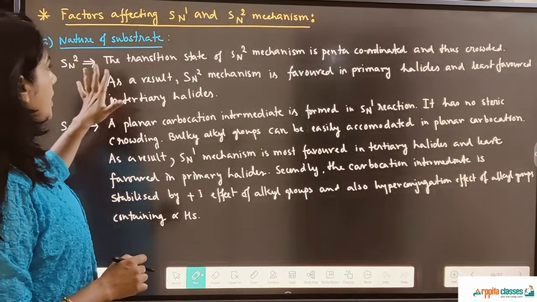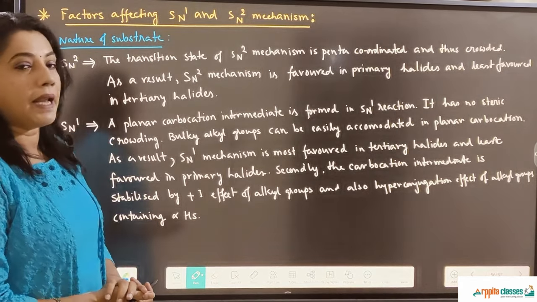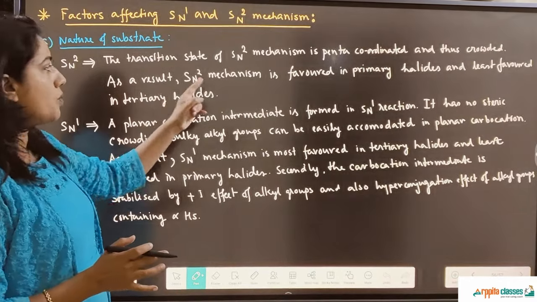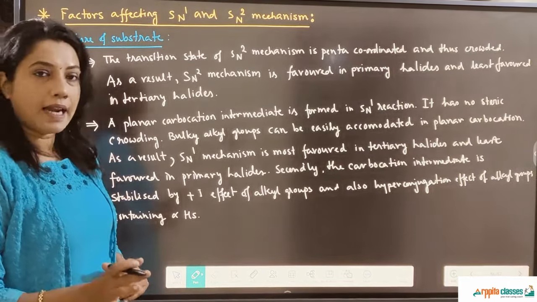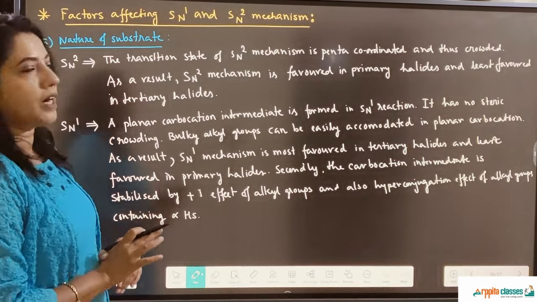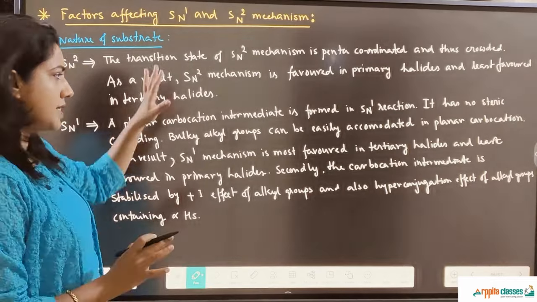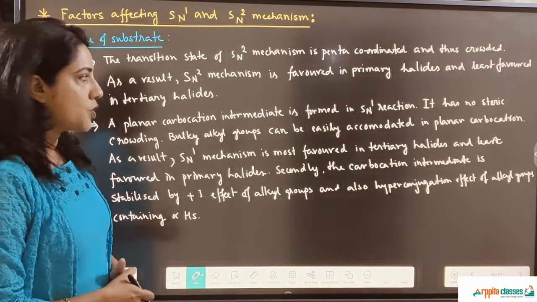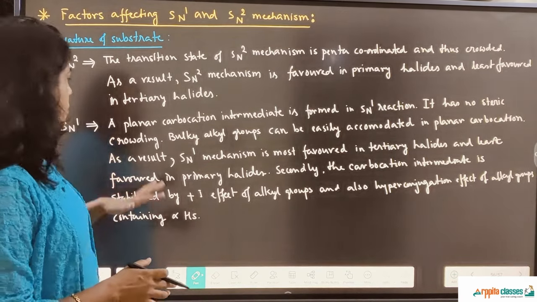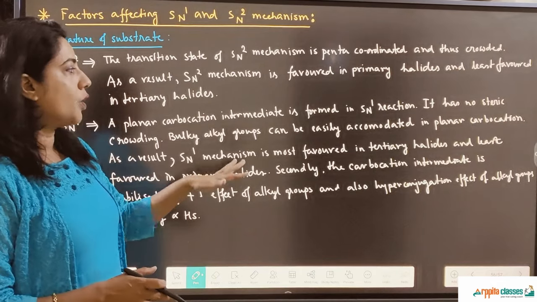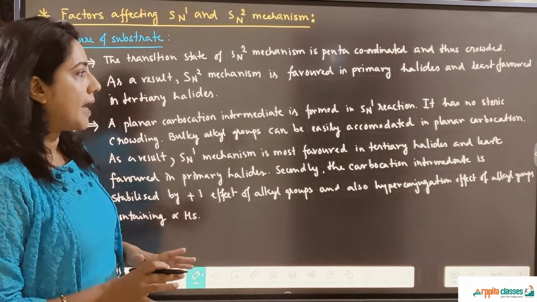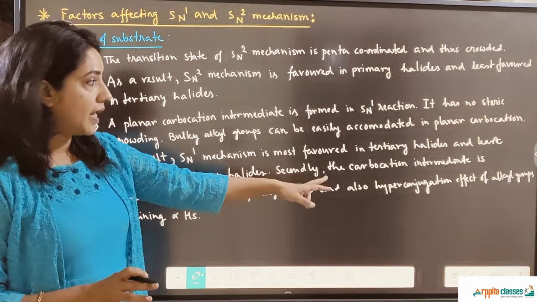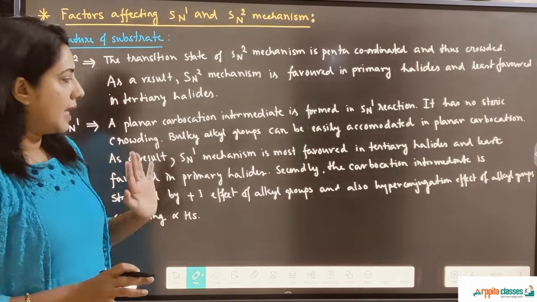Now for SN2, the transition state of the SN2 mechanism is penta-coordinated and thus crowded. As a result, the SN2 mechanism is favored in primary halides and least favored in tertiary halides. Already I mentioned, this is just the write-up. In SN1, a planar carbocation intermediate is formed. It has no steric crowding. Bulky alkyl groups can be easily accommodated in a planar carbocation. As a result, the SN1 mechanism is most favored in tertiary halides and least favored in primary halides.